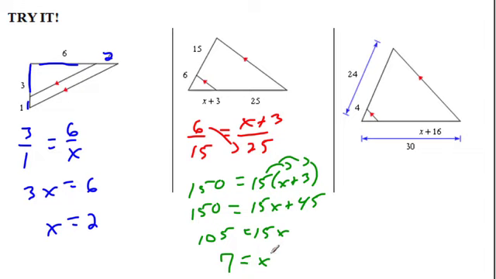70, yeah, 7 times. So X is 7. Fantastic. Moving on. How about this last one here?